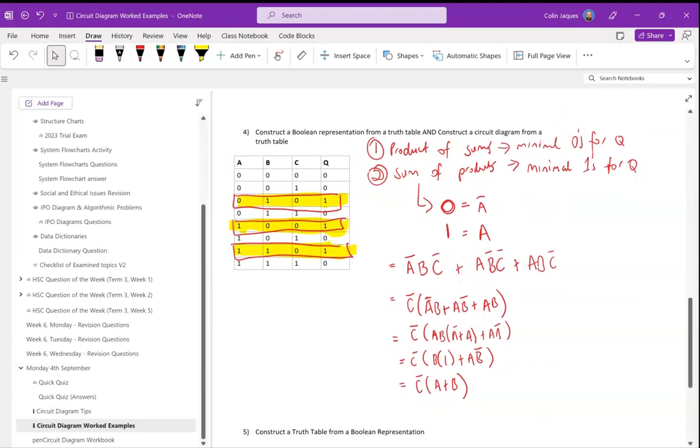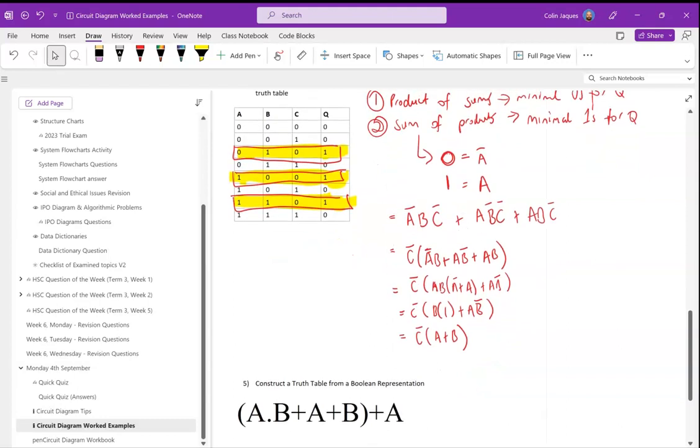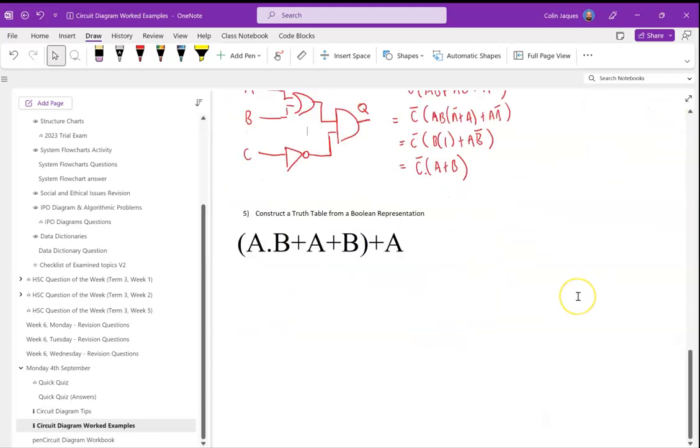Now, this is now easy to construct a circuit diagram because what we can do is simply say, well, we've got 3 inputs, A, B, and C. The first input is not C, so we can just put a NOT gate here. And that's feeding into an AND gate, which is coming from then an OR gate as such. And so there we go. There's the final answer to that question.